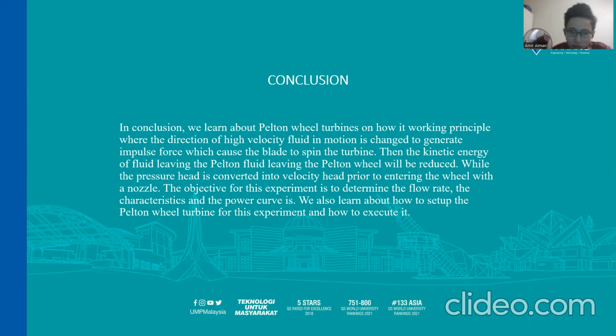So the objective for the experiment is to determine flow rate, the characteristic, and the power curve. And we obtained the data and performed the experiment well. So we also learn about how to set up the Pelton wheel turbine thanks to the technical staff at UMP.